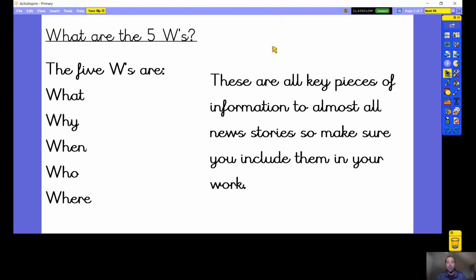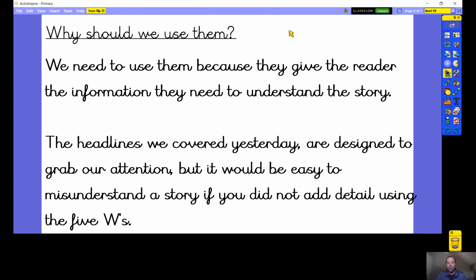So it's vital that we give people detail about what happened, why it happened, when it happened, who it happened to, or who was involved, and where it happened. So sort of what we've just covered, why we would use them. So we need to use them to give the reader more information to understand the story. The headlines grab attention, but we need to add detail. And actually, the most detailed reports are often the ones that are the most popular. The ones who can offer the most detail, give you the clearest picture of what happened, are the ones that are the most popular.